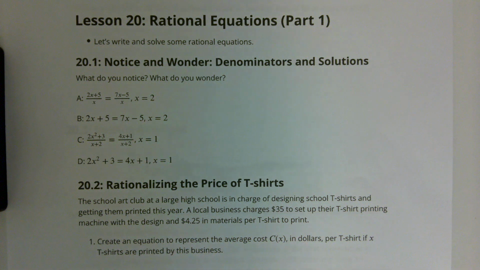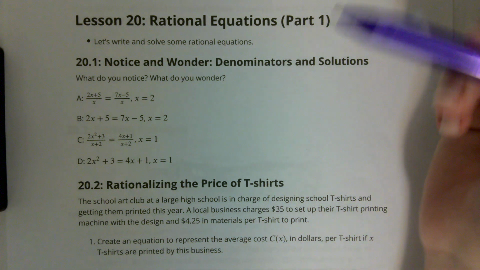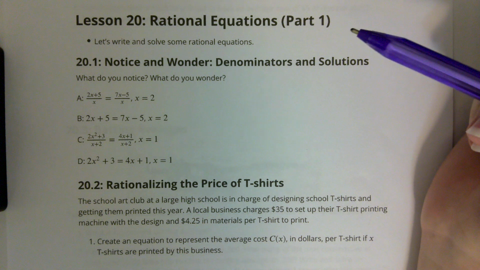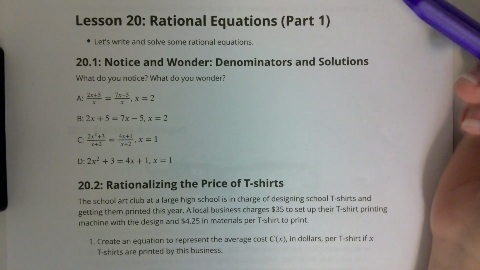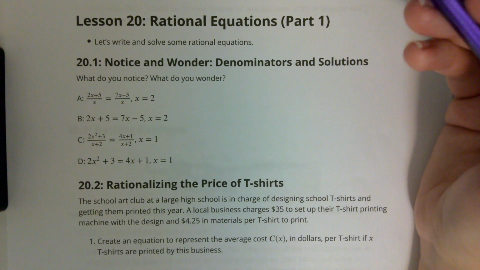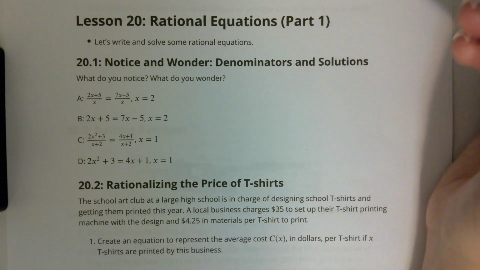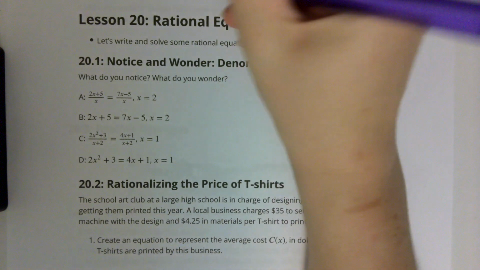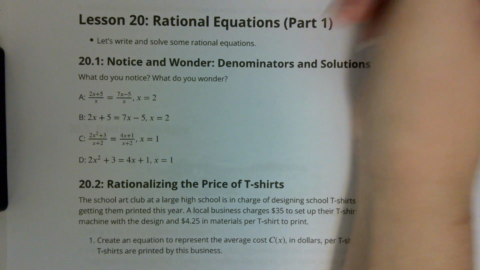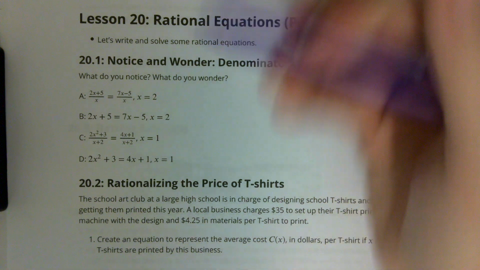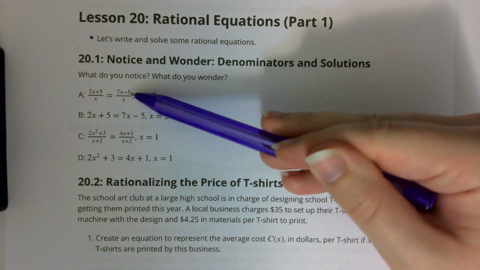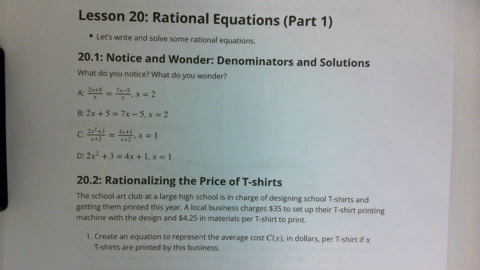This is lesson 20 on rational equations. Remember, I mentioned in lesson 16 when we dealt with the cylinders that rational equations are different from polynomials because rational equations are dividing by a variable. So if you look at this notice and wonder, this is a rational equation.